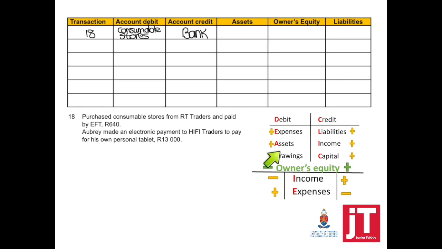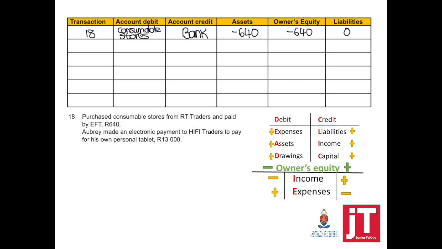Bank is an asset which will minus on the credit side. And consumable stores is an expense which was debited. It will increase my expense and therefore will have a negative effect on the owner's equity. Nothing happened with my liabilities.